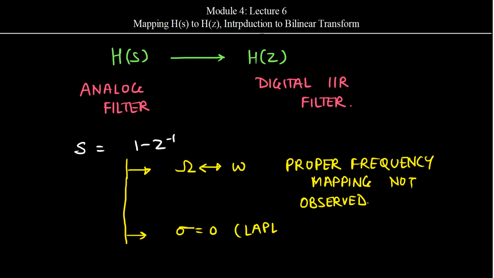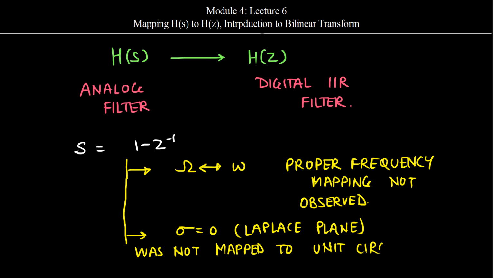The second thing that we saw is that the sigma equal to 0 line in the Laplace plane was not mapped to the unit circle, that is r equal to 1, which is basically in the z plane. The condition of sigma equal to 0 is for the existence of the Fourier transform for continuous time signals or systems, and r equal to 1 is the condition for existence of the Fourier transform in the z domain, or rather for discrete time signals and systems.